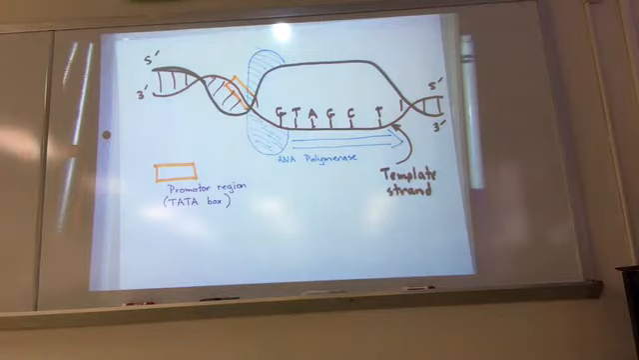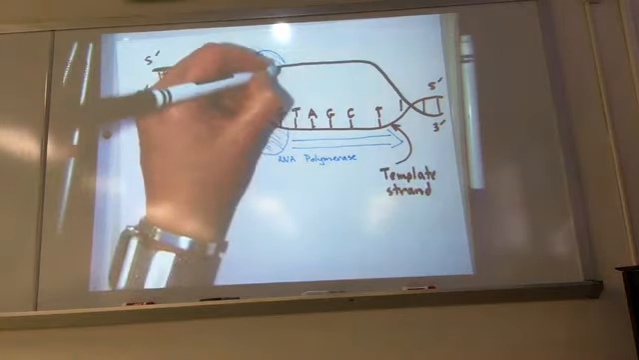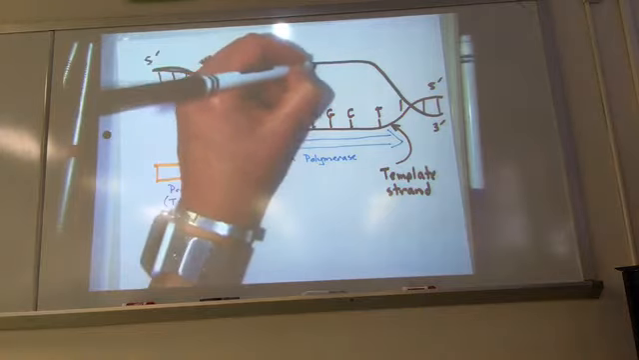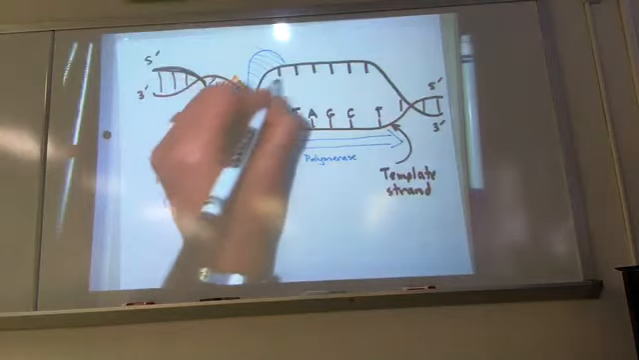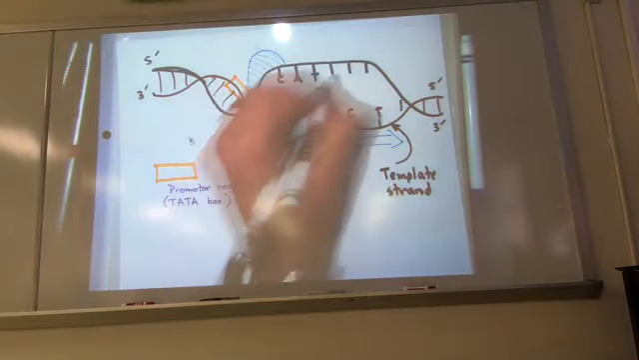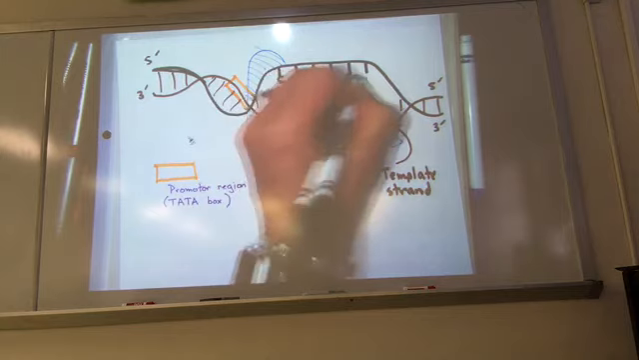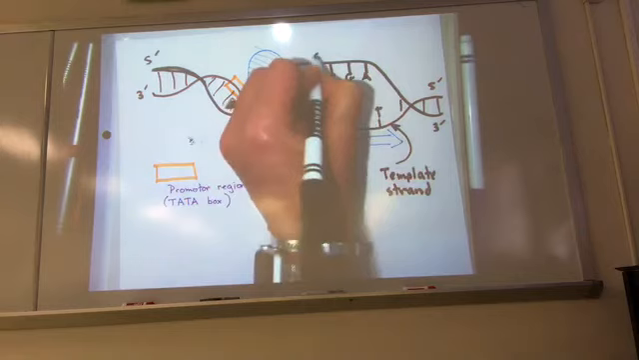And the other strand, which is the one that is not being transcribed, I'm going to put the nucleotide bases on. So this would be C, A, T, C, G, A. This side is called the coding strand.